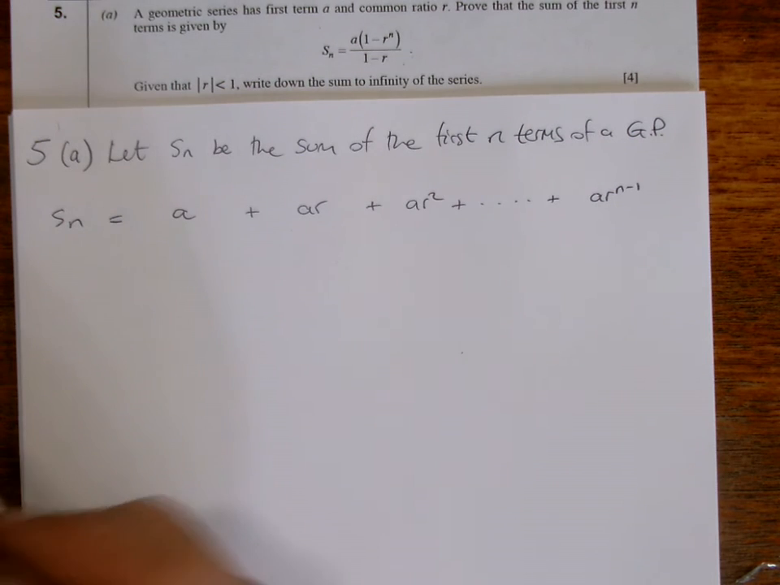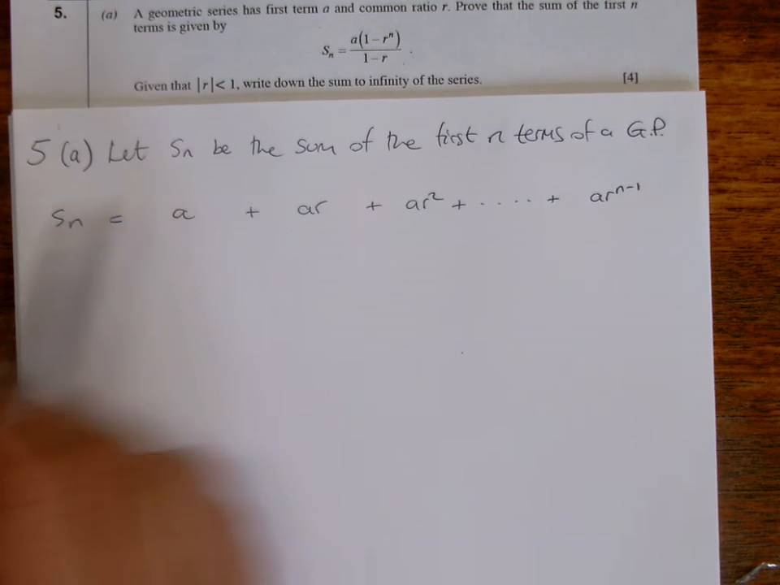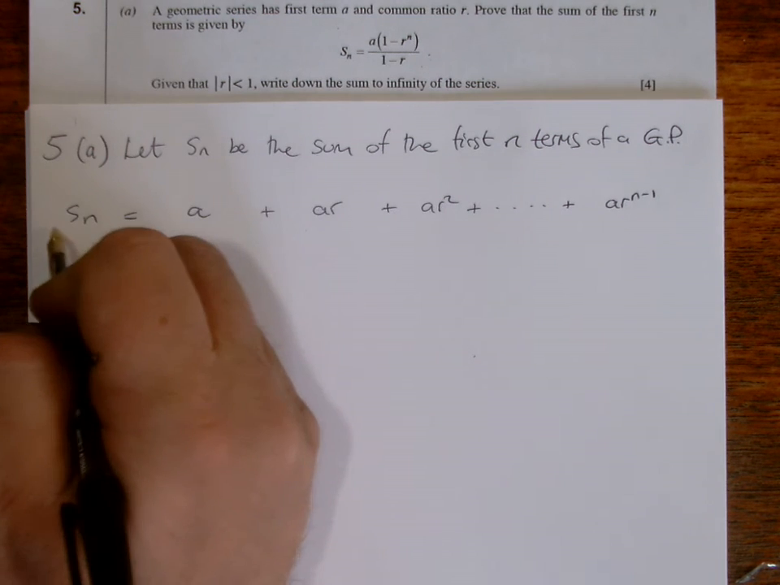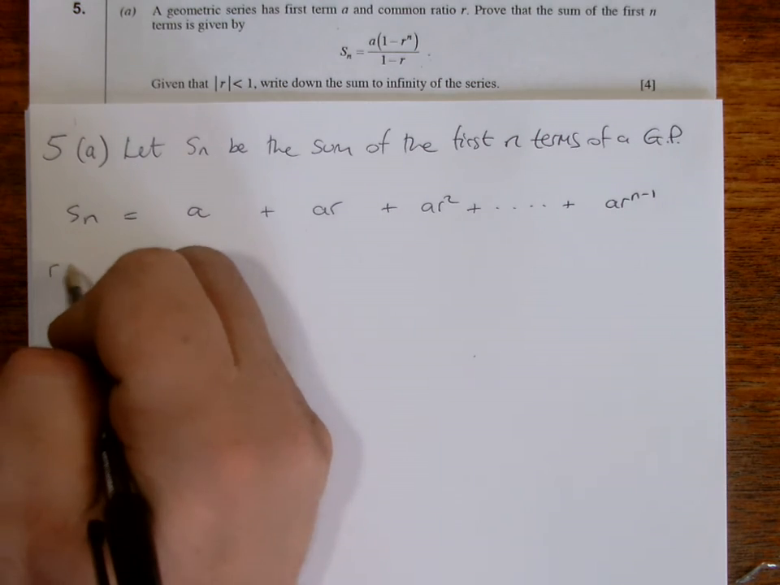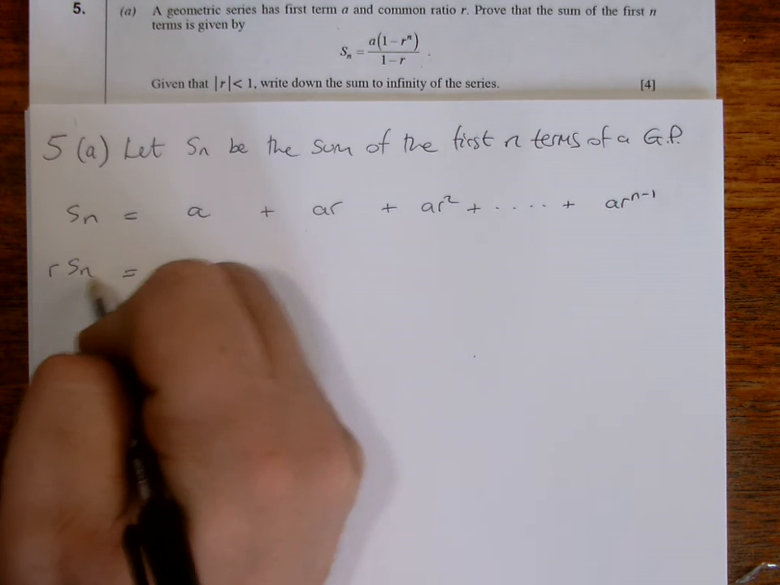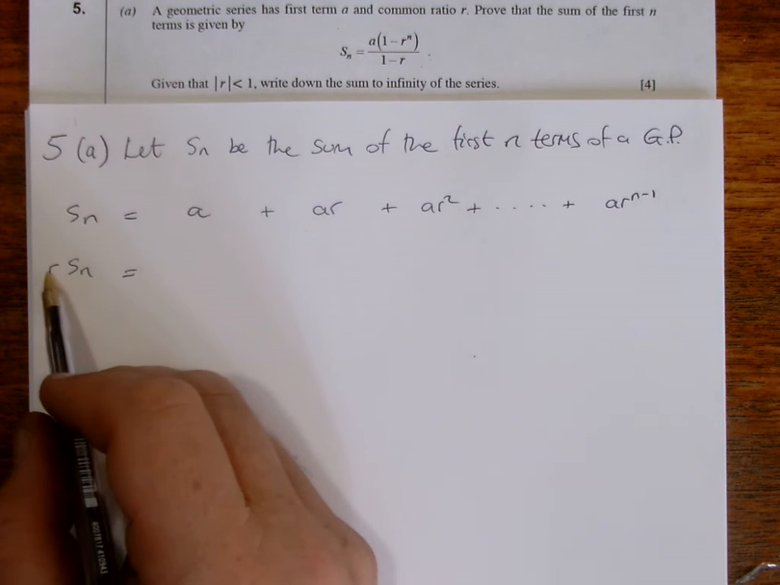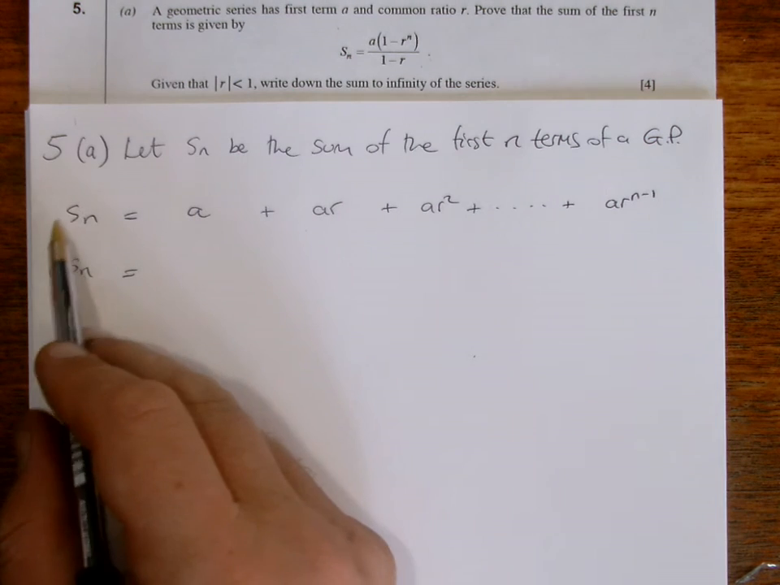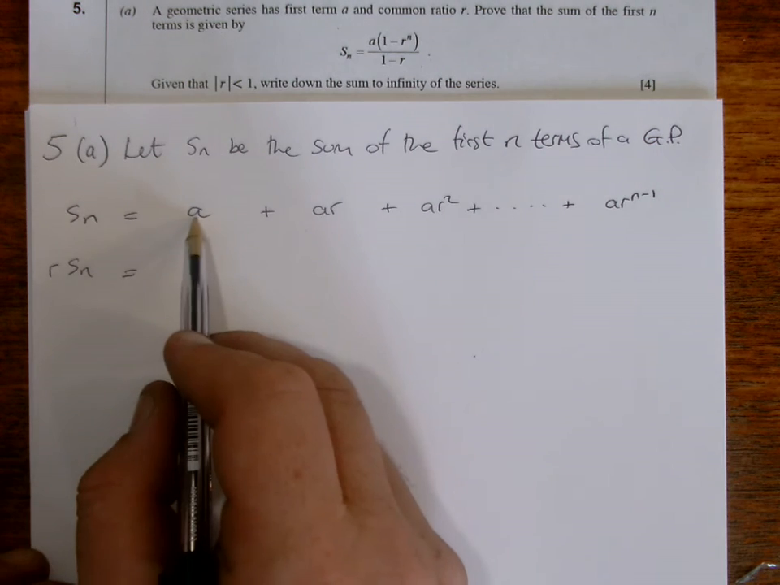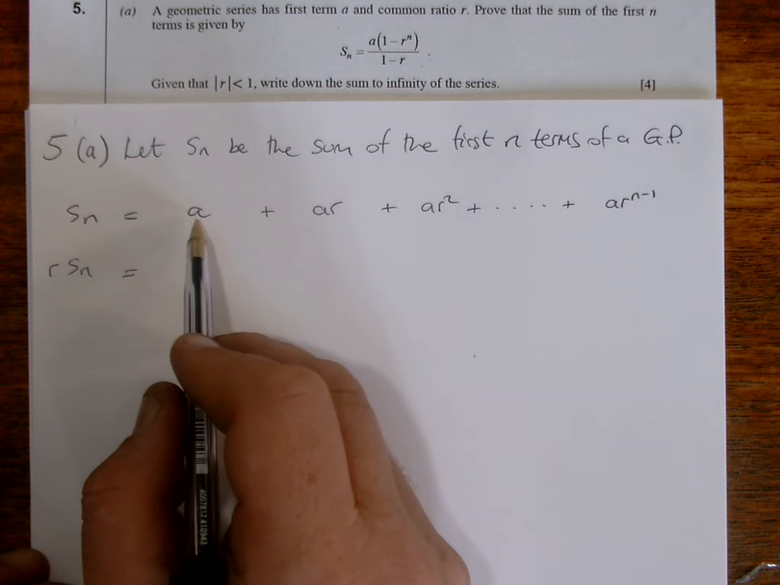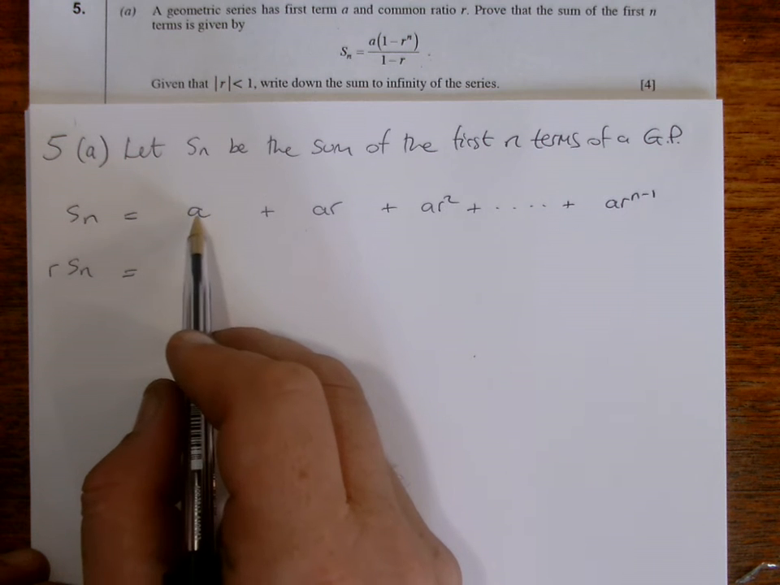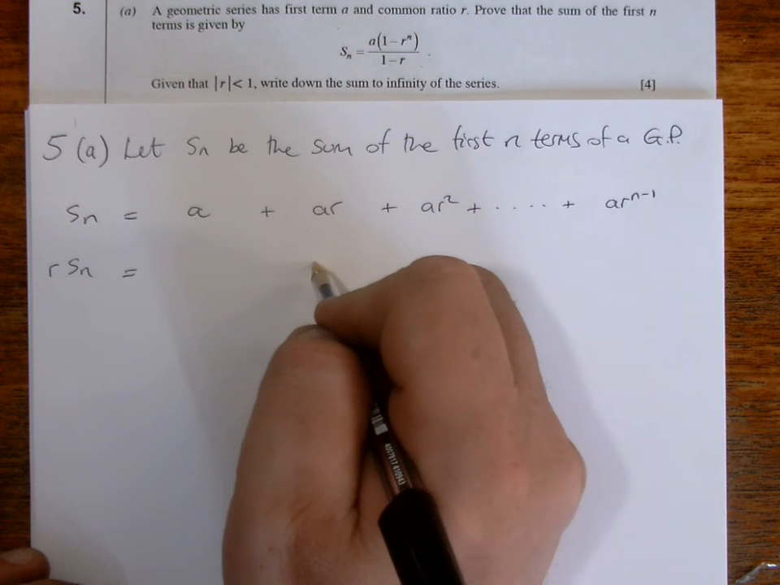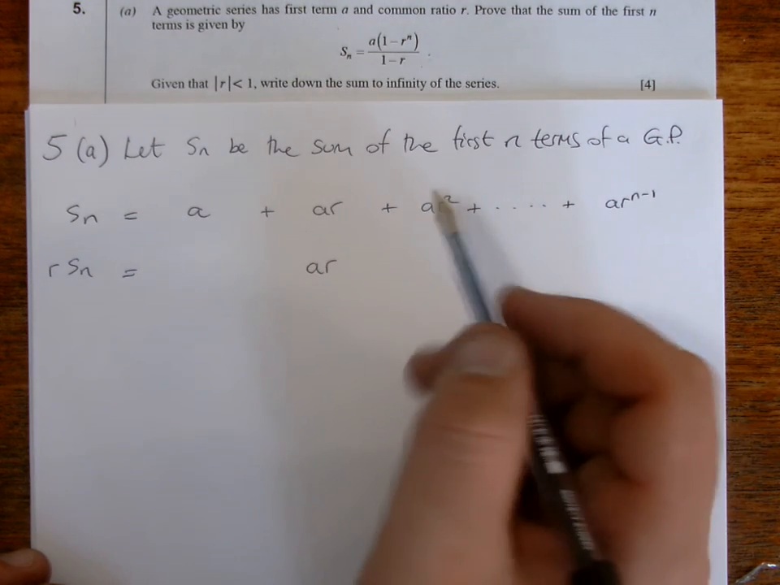Well, what we can do then, this is a bit different to the AP proof of summation, but in the next line we write the whole thing out again, but this time we times it by r. So I'm going to times Sn by r, the common ratio. So I'm timesing everything here by r, because now I've got rSn. If I times A by r, I'll get ar. So what I'm going to do, slightly clever, instead of writing it here, we're going to write it underneath here, so it sort of lines up for us.